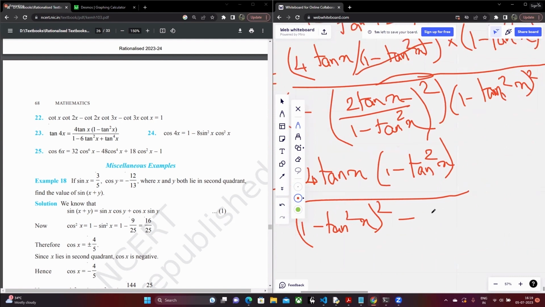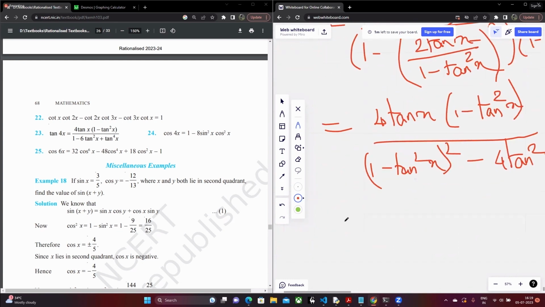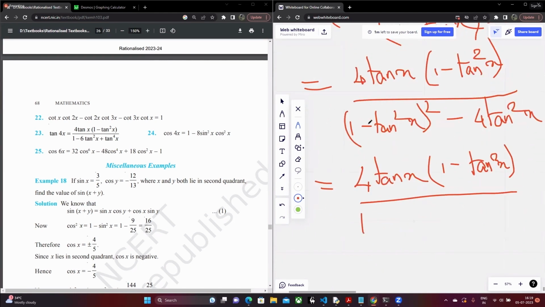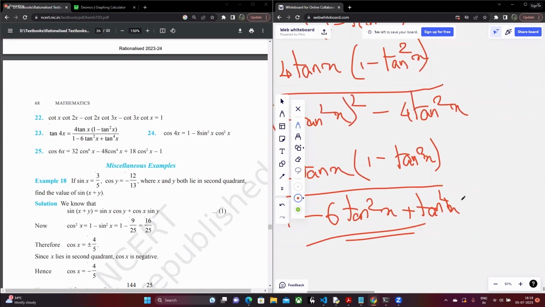minus this is 4 tan square x. So you basically have this to be 4 tan x into 1 minus tan square x divided by this is going to be 1. There is going to be minus 2 tan square x over here, which along with minus 4 tan square x, I'll basically write as minus 6 tan square x plus there is going to be 1 tan power 4x. Right? Which is basically what's given on the right hand side in the equation.